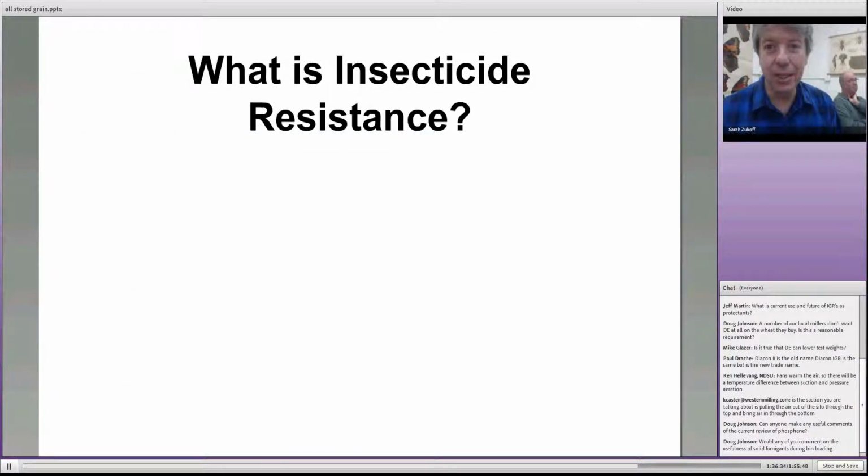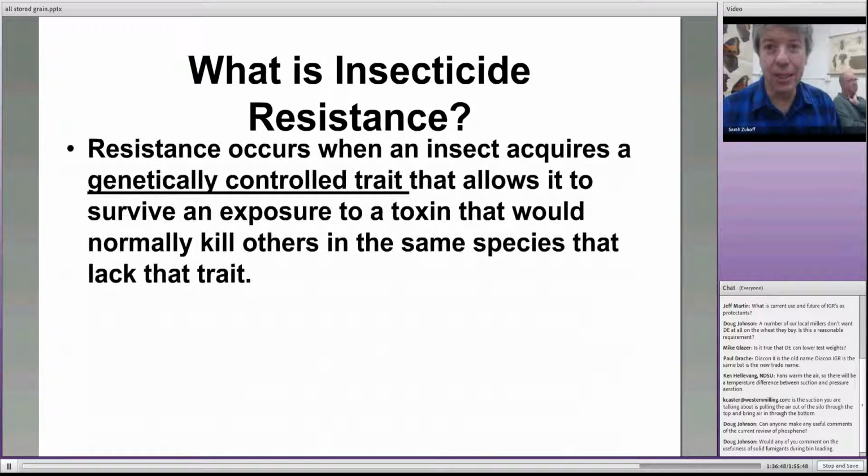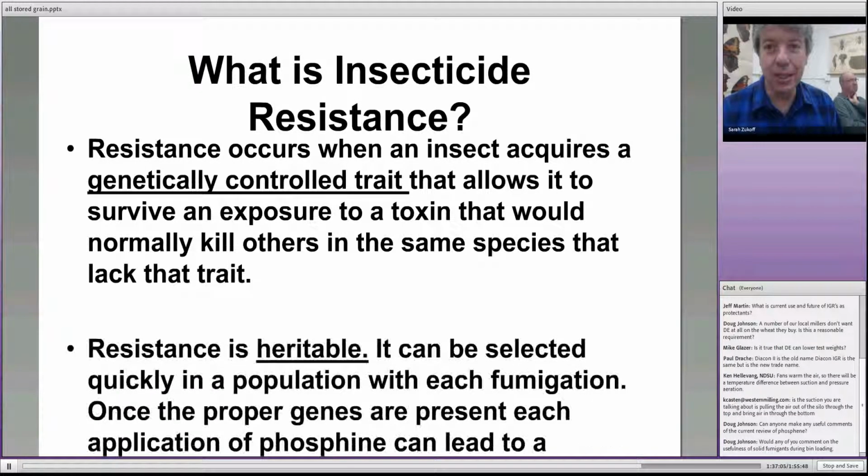Okay, I was asked to speak about insecticide resistance a bit, and we're doing research on it at K-State. I have colleagues at Oklahoma State, and there are others around the country doing it because we've determined it is a problem. So the textbook definition for resistance is when an insect acquires a genetically controlled trait, the ability that allows it to survive an exposure to a toxin that normally would kill others that lack that trait because they don't have the genes for expressing that trait.